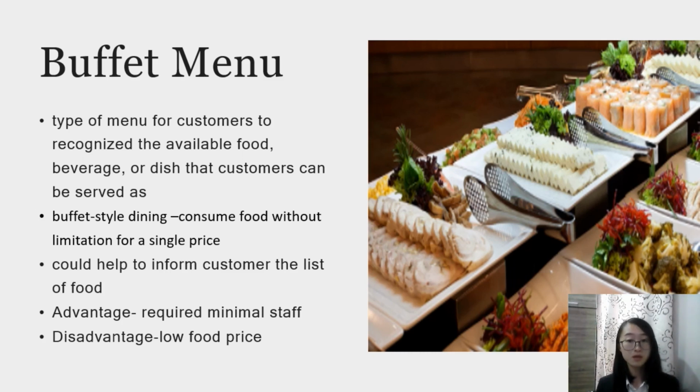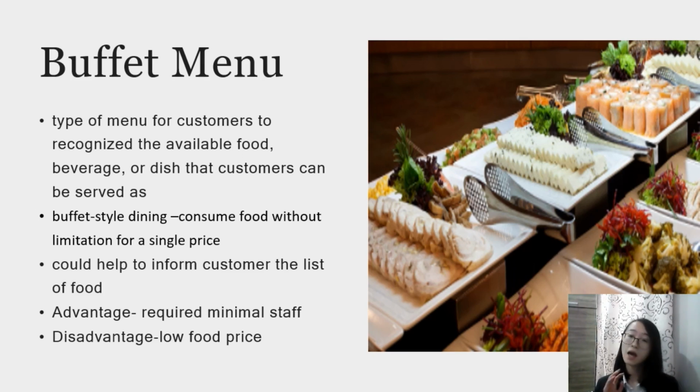However, the buffet menu is a type of menu for customers to recognize the availability of food, beverages, or dishes that the customer can be served based on what they want. Nowadays, buffet has become a popular dining choice because it provides food that can be consumed without limitations for a single price. Besides, it could also help to inform customers of the list of food during the dining period.